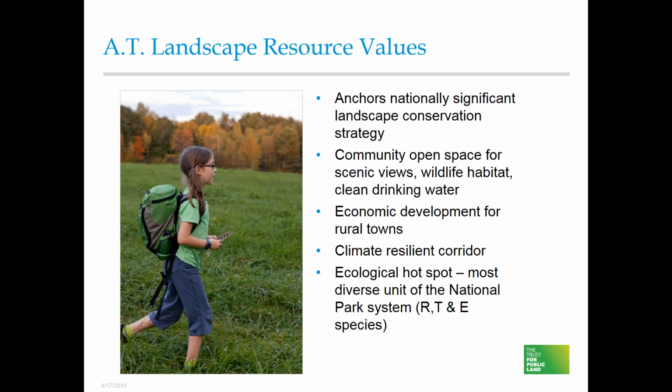And then finally, the Appalachian Trail is the most diverse unit of the national park system, mostly because of its length, going from Georgia to Maine. It has more occurrences of rare, threatened, endangered species than any other park in the system, and it's really just a function of how many different ecoregions it can go through.